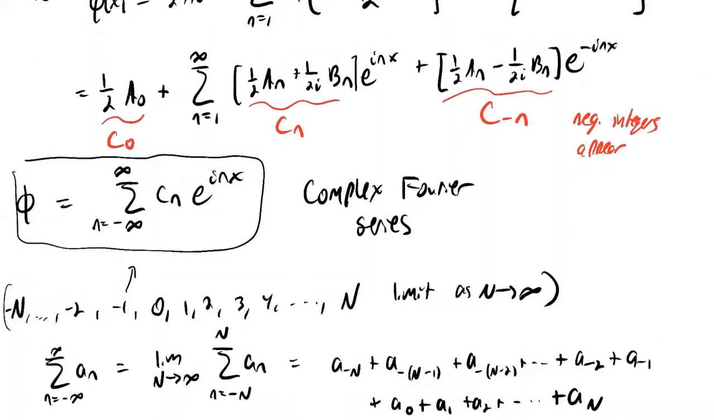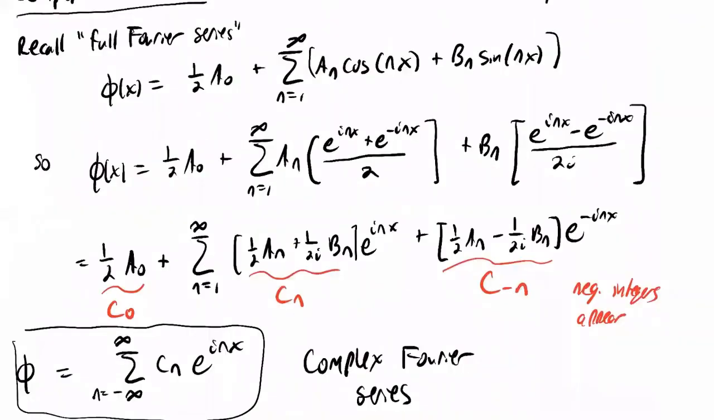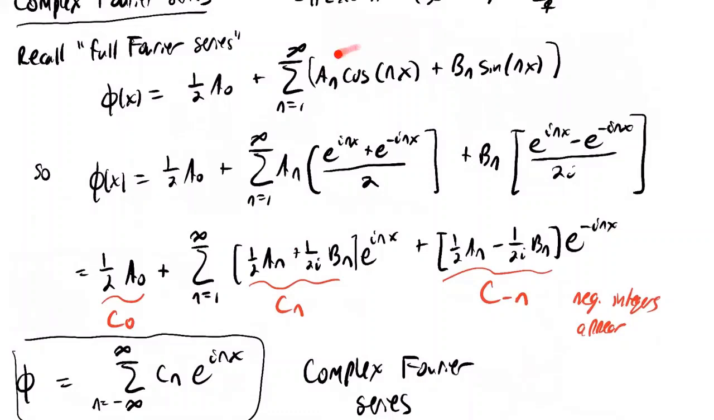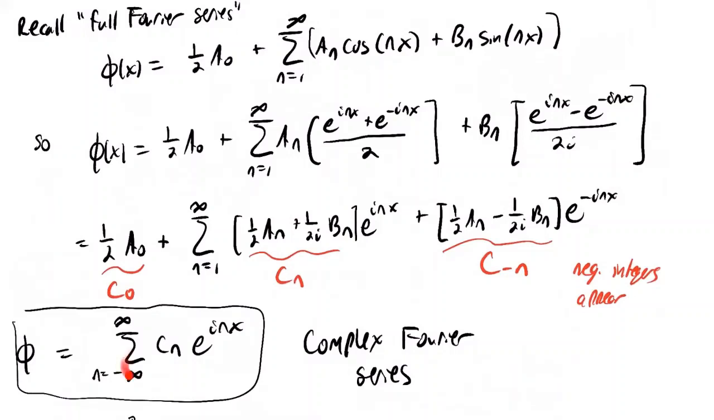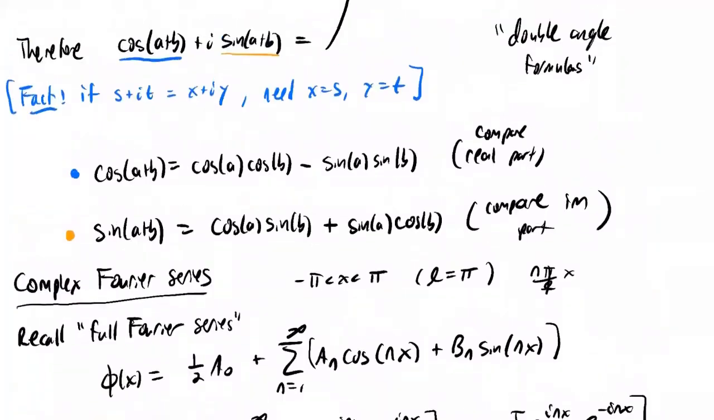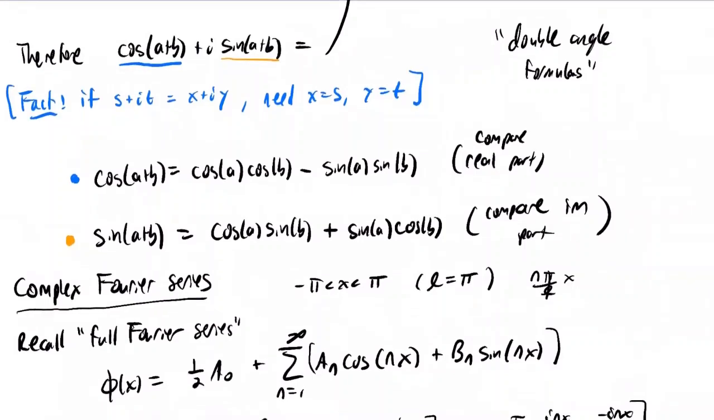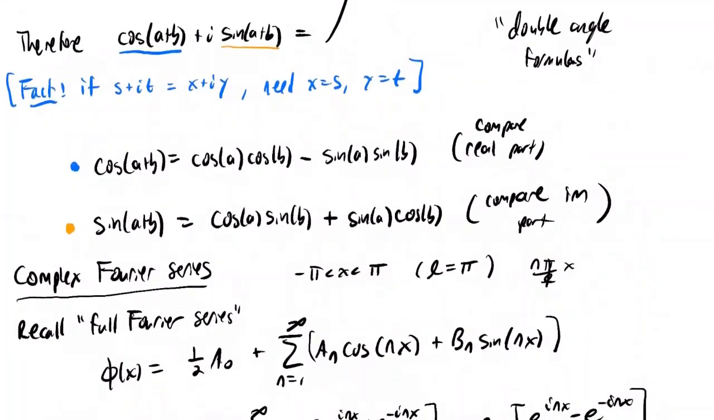But the key point is that if I begin with my full Fourier series and I apply the de Moivre formulas, I can rewrite my Fourier series using complex exponentials. And as we saw in an earlier example today, complex numbers make working with trig functions a lot easier. Okay, so this is why we're doing this.